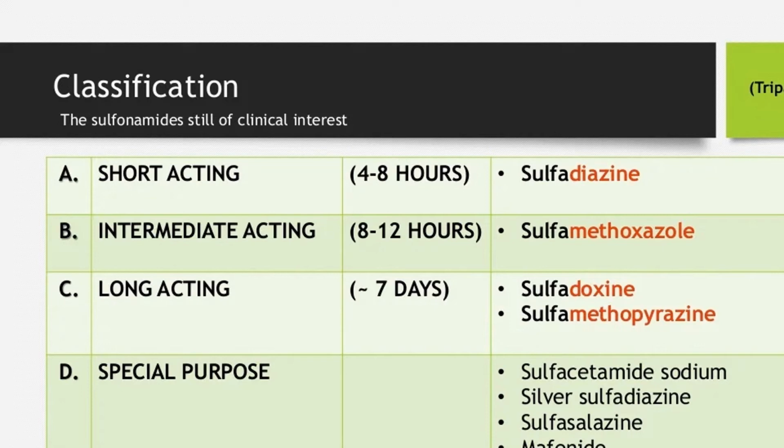And the special purpose sulfonamide derivatives are sulfacetamide sodium, silver sulfadiazine, sulfasalazine and mafenide.